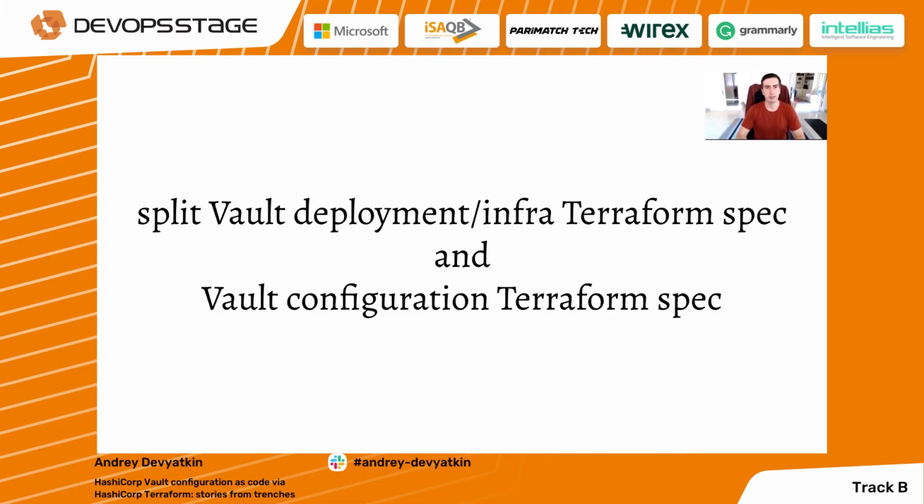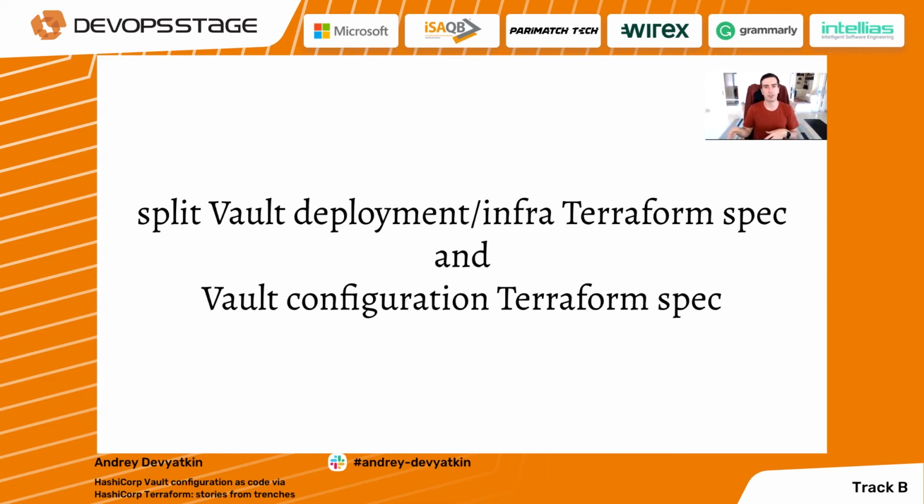I do recommend splitting the Vault deployment infrastructure and the Vault configuration specific Terraform specifications into separate pieces and deploying them separately. And in order to understand what I mean here, think of the Vault deployment specification as something where you would use your cloud provider for Terraform and stuff like that to provision the basic infrastructure, the virtual machines, the load balancers, DNS names, all of that.